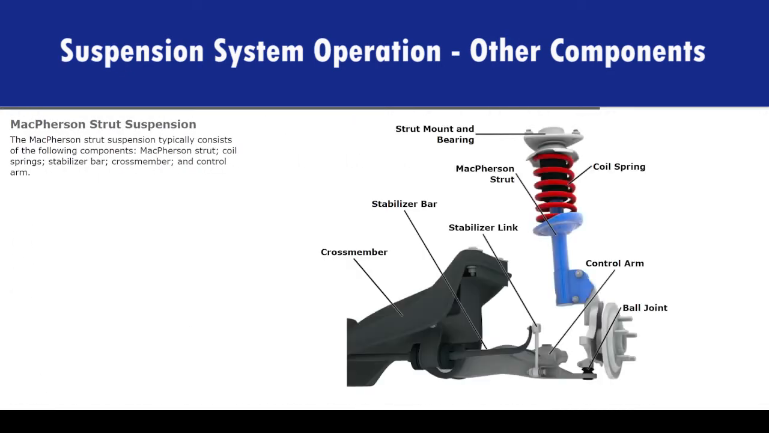The McPherson strut suspension typically consists of the following components: McPherson strut, coil springs, stabilizer bar, cross member, and control arm.